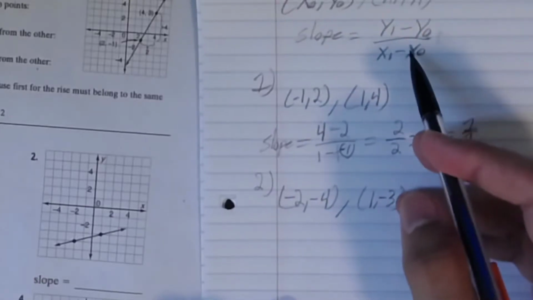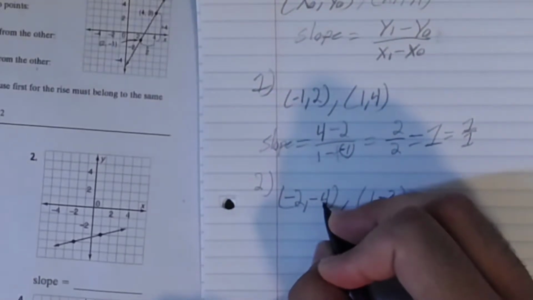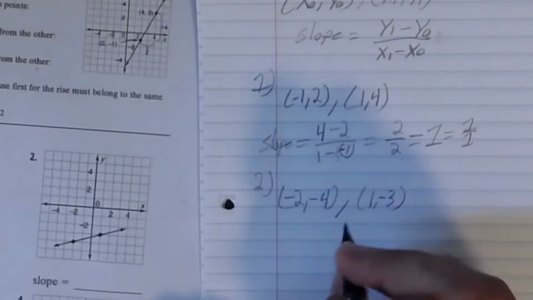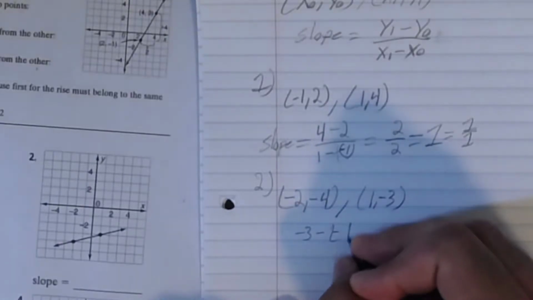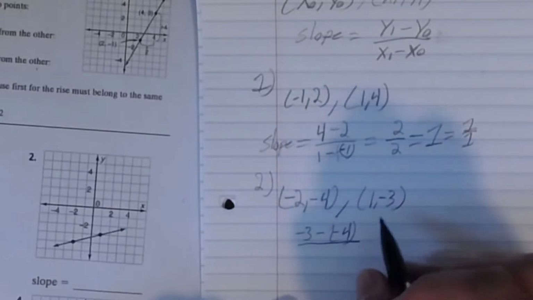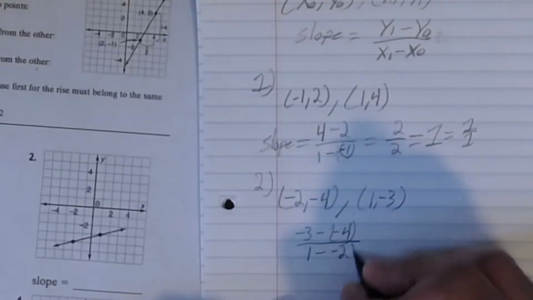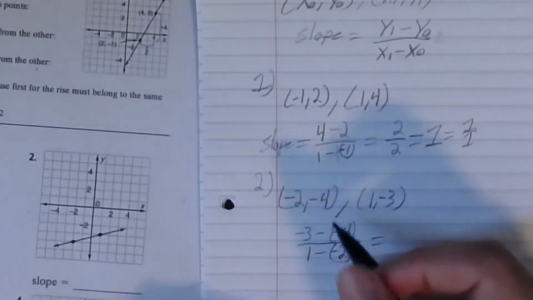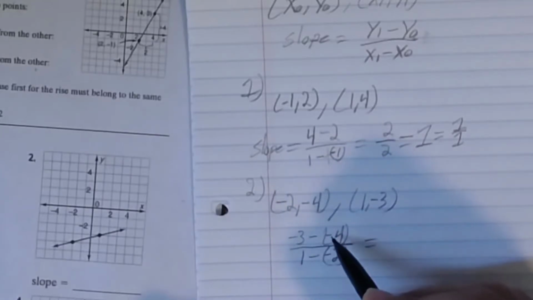Same thing, we got to use the same formula. We got to do this minus this, and this minus this. So we got -3 minus a -4. Remember, don't forget that negative sign. And then we got 1 minus a -2. So we got a bunch of negatives here. Okay, so we got -3 minus a -4.